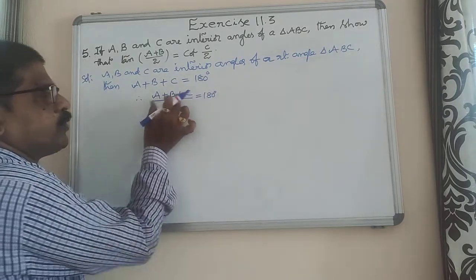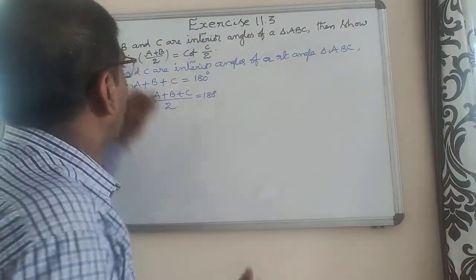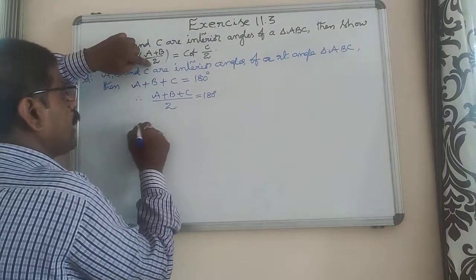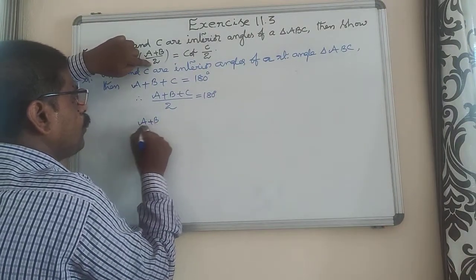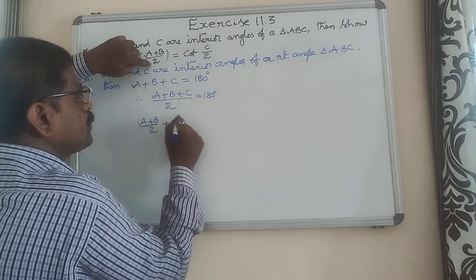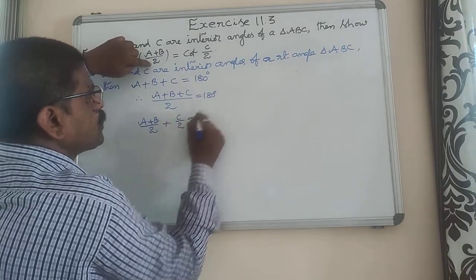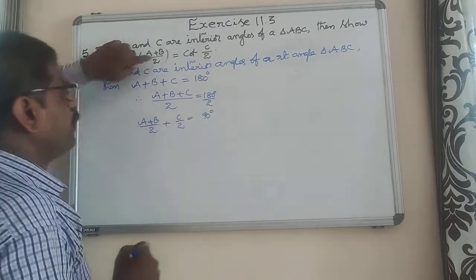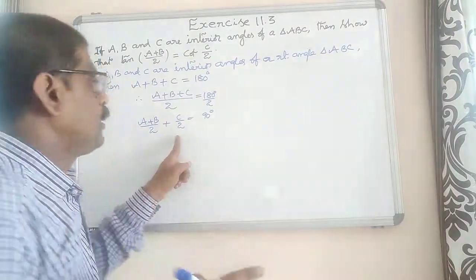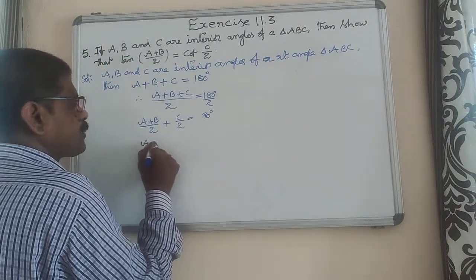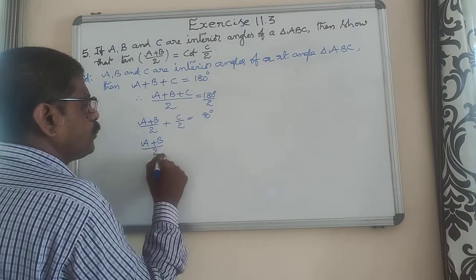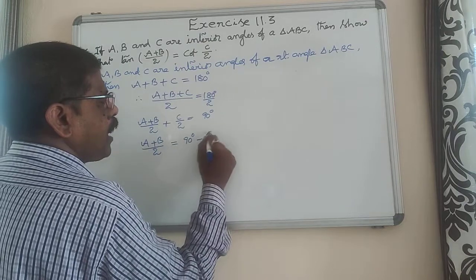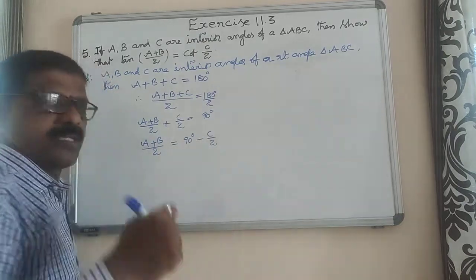Now we have to change into two quotients. Why? Because we have to show that tan (A plus B) whole by 2. Similarly, we can write (A plus B) whole by 2 plus C by 2 equals, this is 90 degrees. Okay. Why? Because these are like terms. Now (A plus B) whole by 2 equals 90 degrees plus C by 2, transposed to RHS, it will be minus C by 2.